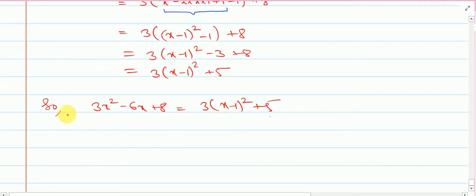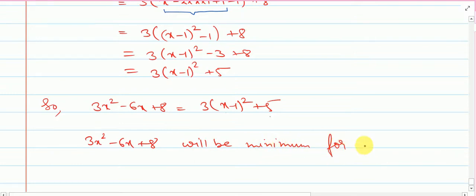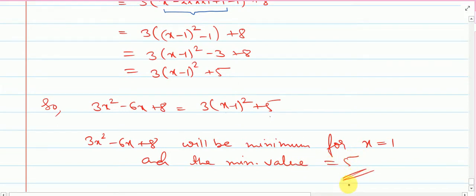Now when will this be 0? When x is equal to 1. So you can write 3x square minus 6x plus 8 will be minimum for x equal to 1. And what would be the minimum value? Means if you put x equal to 1, then what you will get? So this will become 0 and you will be left with only 5. So this will be minimum for x equal to 1, and the minimum value is equal to 5. This is the solution.